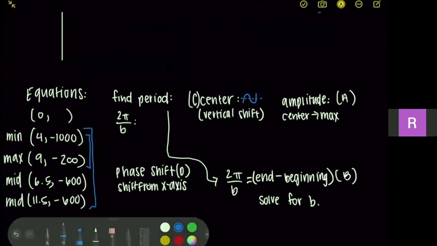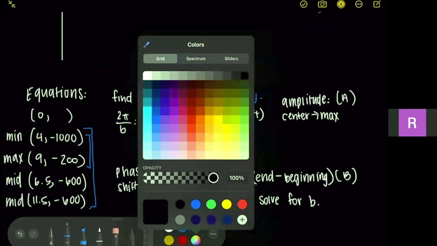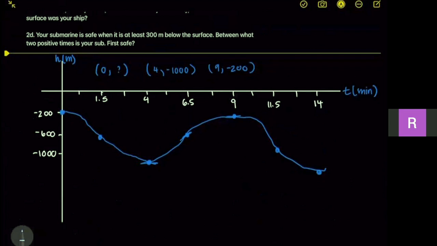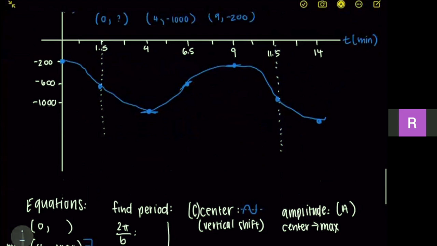So the first thing we're going to do is try to recognize the period. To do that, we're going to go back up to the function and find where we can start with the sine function. Since the sine function crosses through the origin usually, we're going to have our sine function start here at 1.5, and then have it end here at 11.5. So then this is going to be our period, which we'll calculate later.